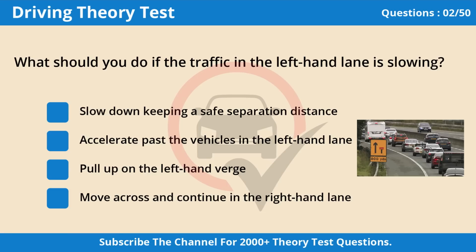Question 2. What should you do if the traffic in the left-hand lane is slowing? A. Slow down, keeping a safe separation distance. B. Accelerate past the vehicles in the left-hand lane. C. Pull up on the left-hand verge. D. Move across and continue in the right-hand lane.